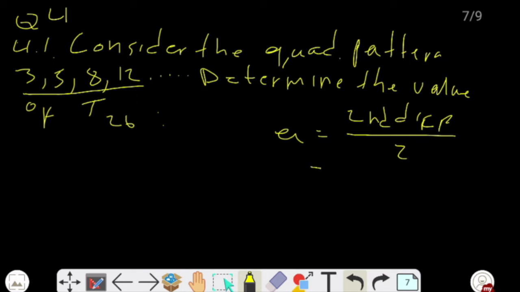We have 3, 5, 8 and 12. 5 minus 3 is 2. 8 minus 5 will give you 3, and then 12 minus 8 will give you 4.